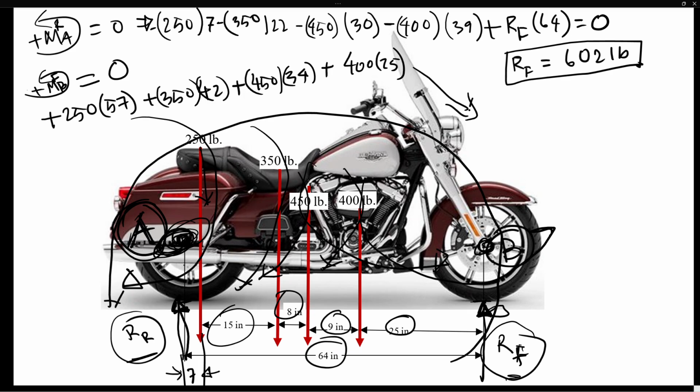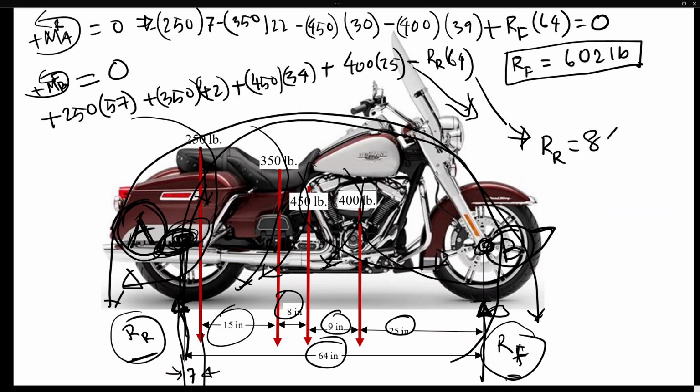Now, we're missing the rear wheel force, which will cause now a clockwise moment. So the rear wheel reaction will push up the rear wheel, so it's going to do a clockwise moment with respect to the front wheel. So that's going to be a negative rear wheel reaction force times the 64 inches away from the front wheel. If you solve for the rear wheel now, I found 848 pounds total.